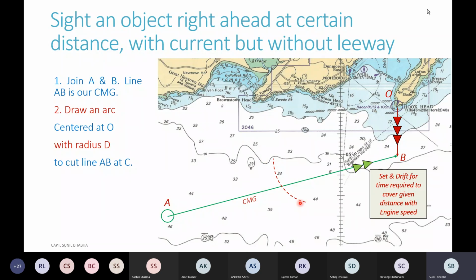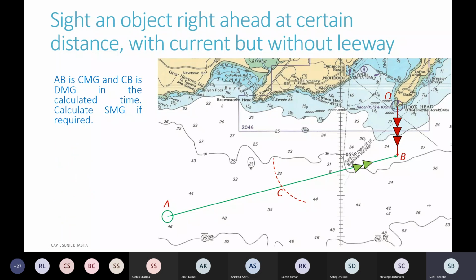So the point where the arc cuts our course made good line, let's name that point as Charlie. So you can see this Charlie point here. Now this Charlie point or the position is that point where the object is going to be sighted right ahead. When we are moving on the AB course made good track, it is at this particular point Charlie that the Hook Headlight will be sighted right ahead.